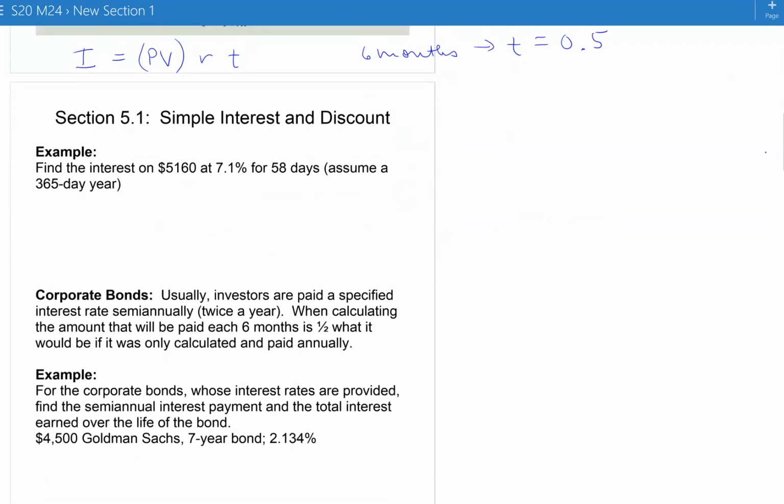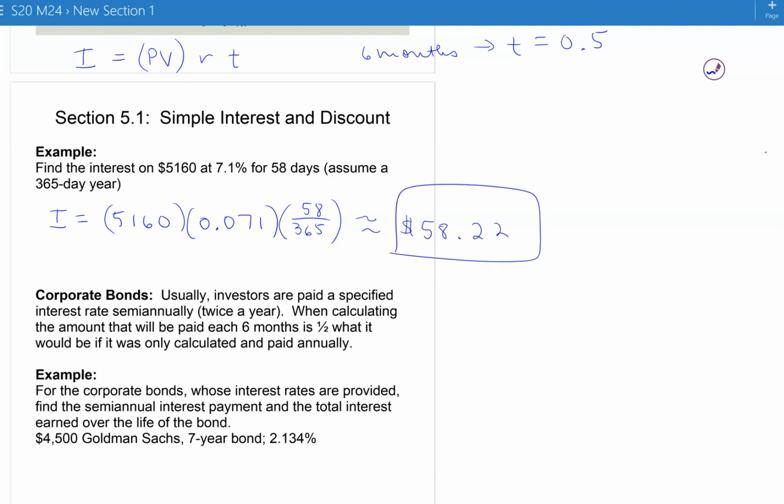So let's find the interest on an amount of $5,160. That's the present value. The rate is 7.1%, so we're going to convert that to the decimal 0.071. And then it's for 58 days, so that's 58 out of 365, which is the fraction of a year. Then you multiply using your calculator and you should get about 58.22. We're always going to round to the nearest penny unless instructed otherwise. And we also assume a 365-day year.